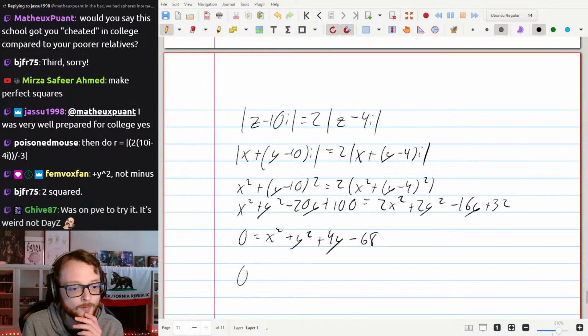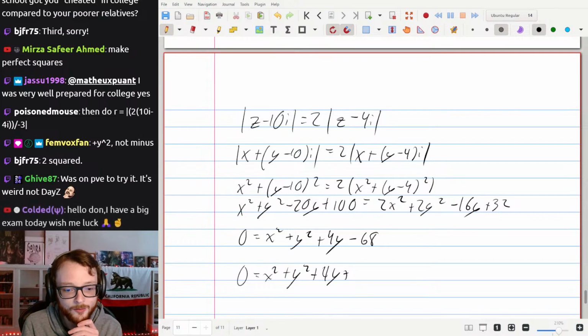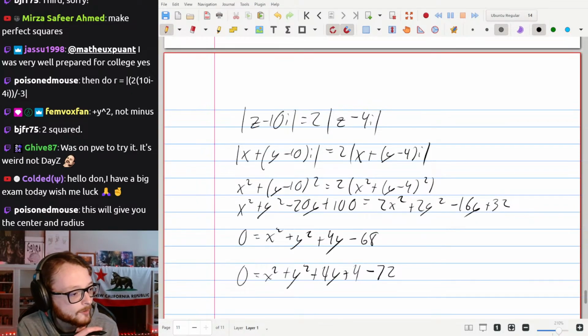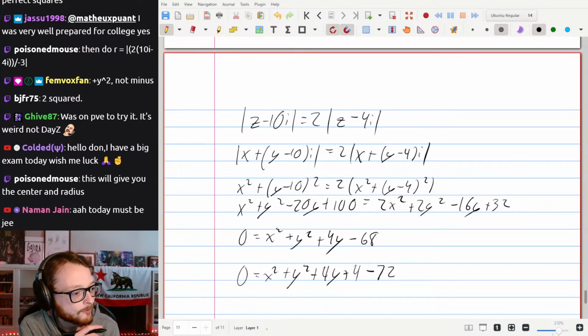I'm already nearly there with this method. If there's a more efficient way, then fair. Oh, this isn't good though. I'm getting something. Mirza saying make perfect squares, right? We have to do that.